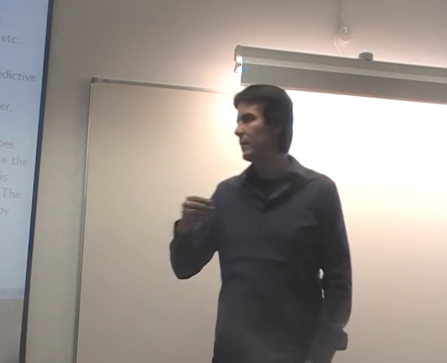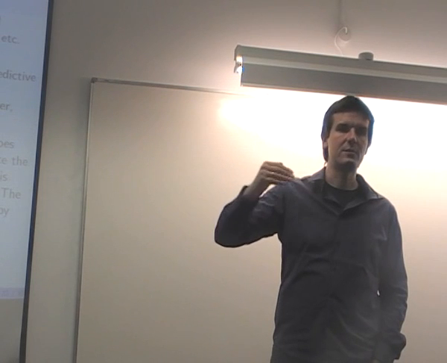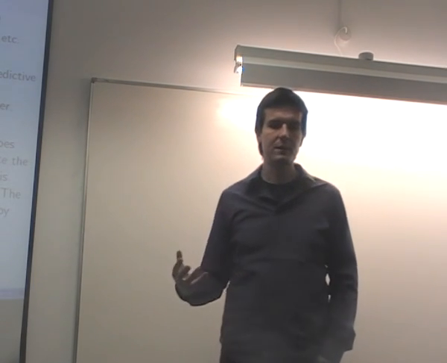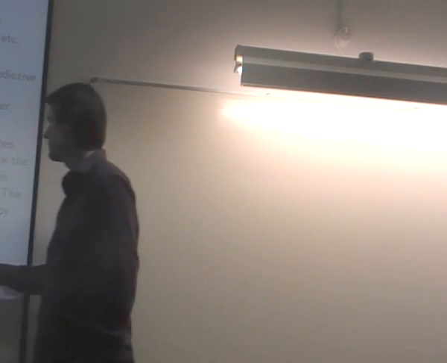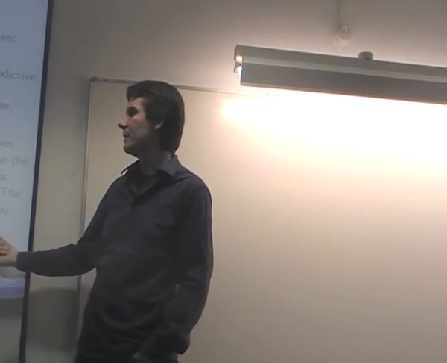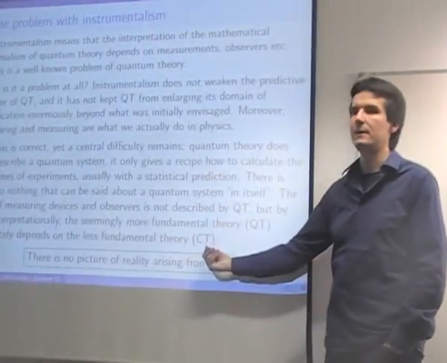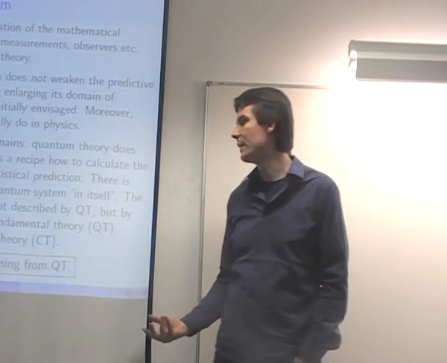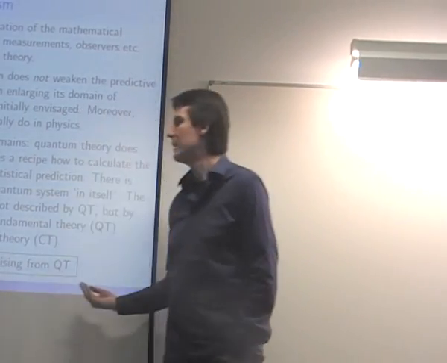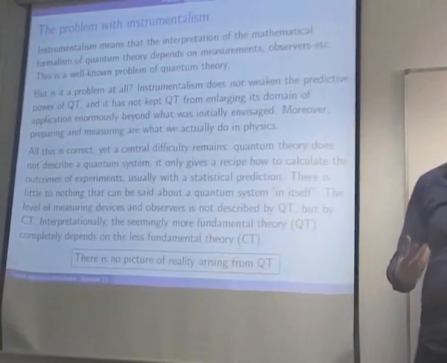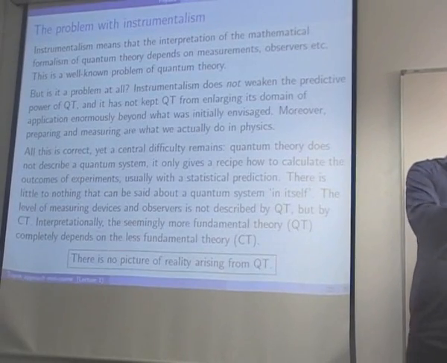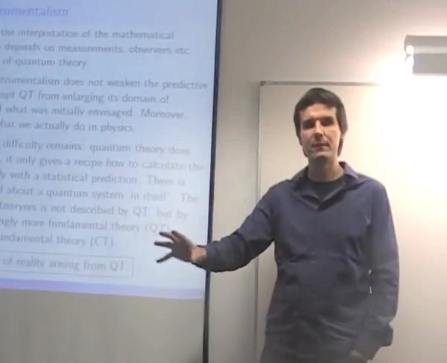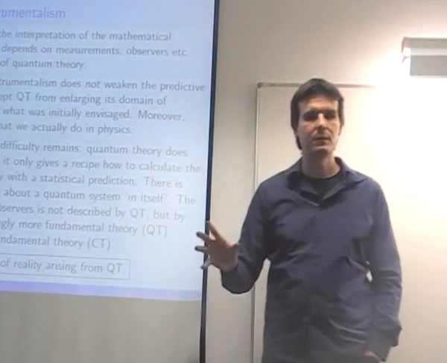And then you have this level of measuring devices and observers, and this is not described by quantum theory because these are classical. This means that the seemingly more fundamental theory, which should be quantum theory, completely depends on the less fundamental theory, which is classical. And this is a very odd situation. Maybe as a slogan, there's no picture of reality arising from quantum theory itself. You don't know how a quantum system is in itself. You can only say very successfully what you will see if you perform measurements.